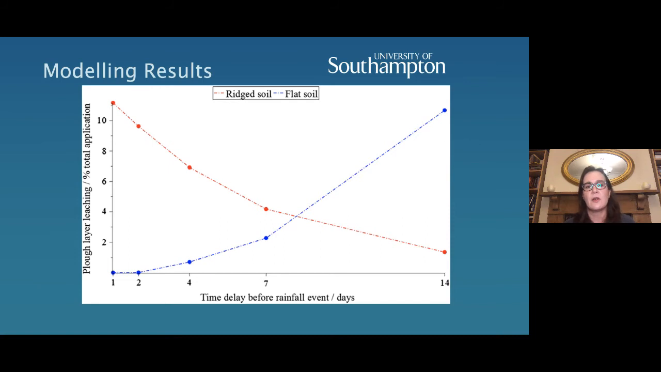how much solute gets leached from ridge and furrow compared to flat soil. So if the rate of rainfall goes higher or is closer to the fertilization event, the runoff is much bigger in a ridge and furrow than in a flat soil. But when you have high rainfall events, the flat soil is actually much more prone to leaching than the ridge and furrow soils.